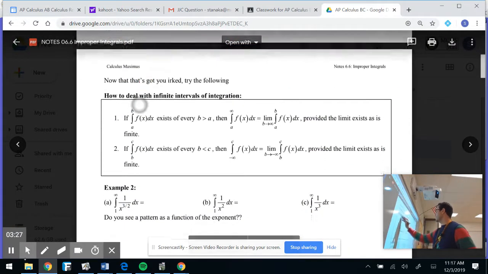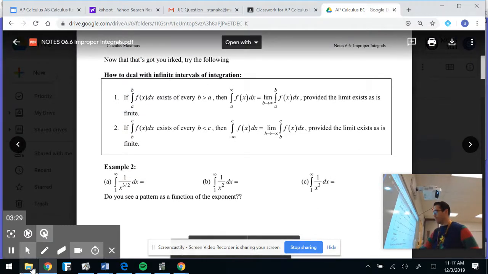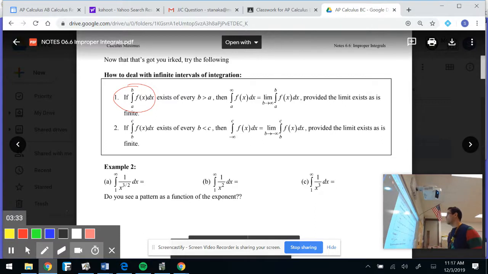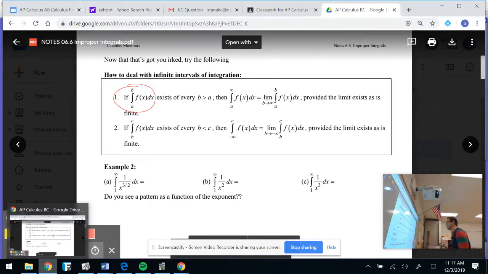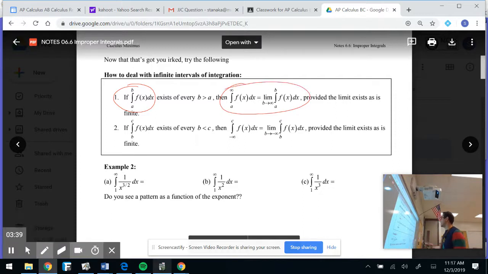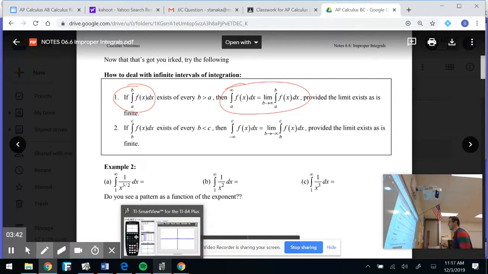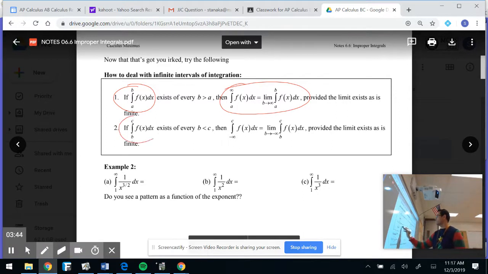So how do we deal with infinite limits of integration? If the integral from a to b of f of x dx exists for every b that's greater than a, then we evaluate by using the idea of a limit. Same thing for b to c, where b is less than a, same exact thing. We use the idea of limits. So how does this all work?